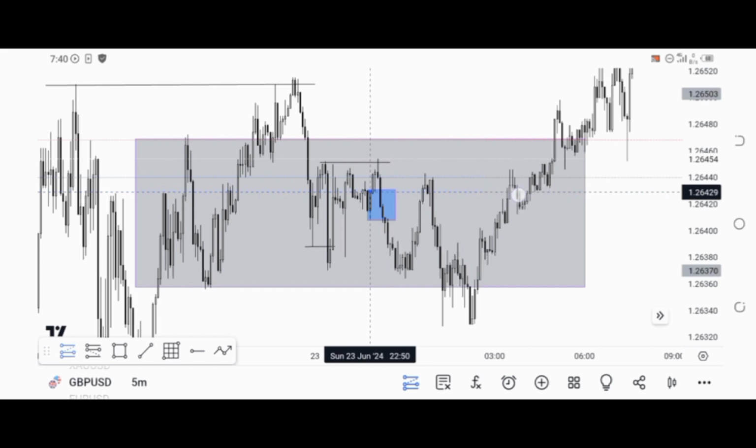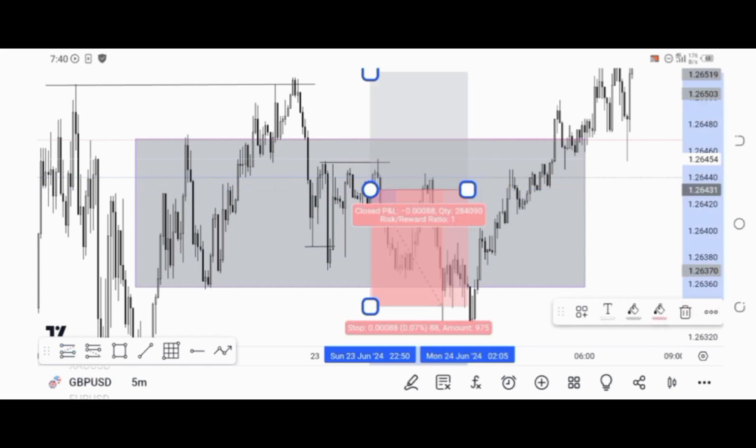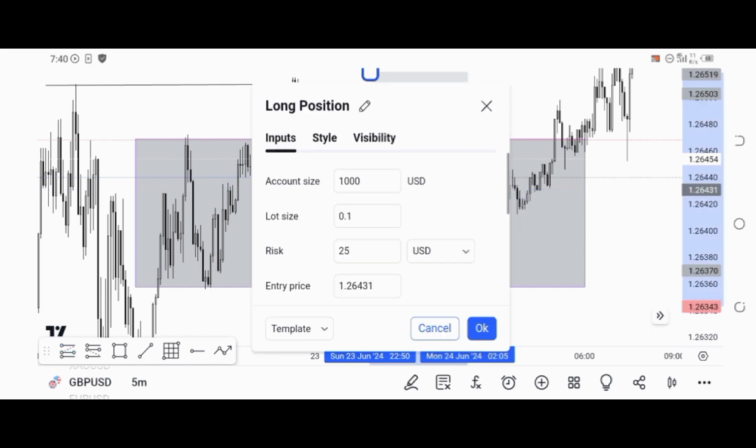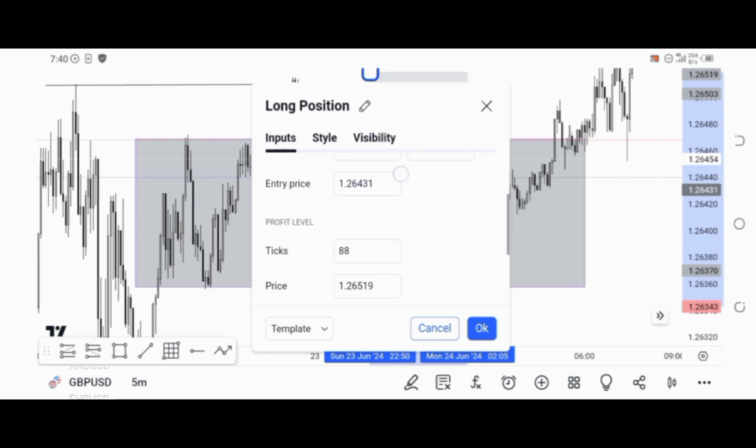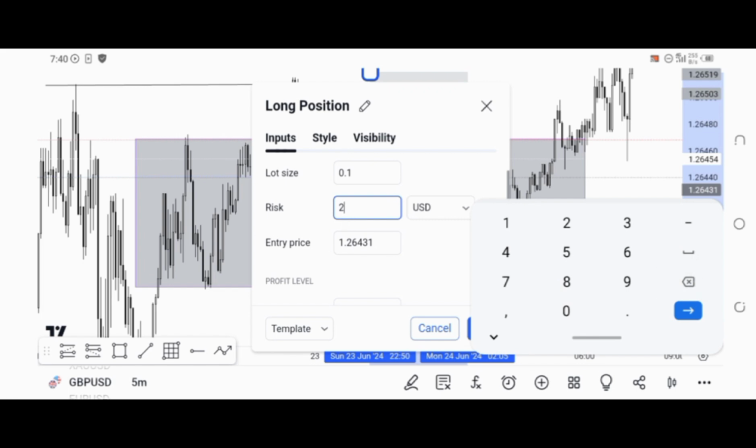Let me use 15 pips. We'll be taking it directly from here. 15 pips, right? Our risk will be 15 pips. 15 pips, that is 115.